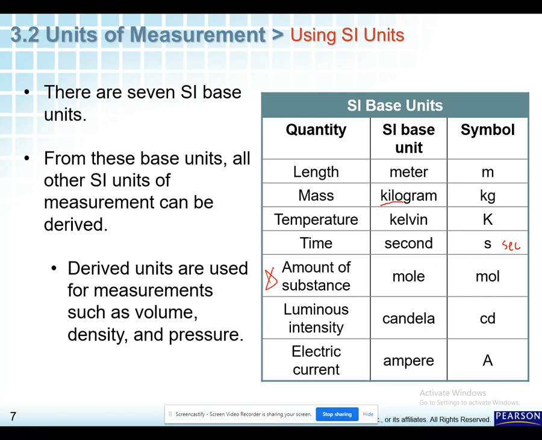You actually will learn about this later on, and my advanced chem kids are doing it right now. And then the bottom two we don't use in chemistry, but luminous intensity, which is represented by candela, and electric current, which is ampere. Now, all of these base units are where all the other SI units that we get for measurement are derived. So derived means it comes from, or it's built from. So derived units, for example, are volume, density, and pressure. It means we took these base units and we combined them. So in other words, you could say combined base units.